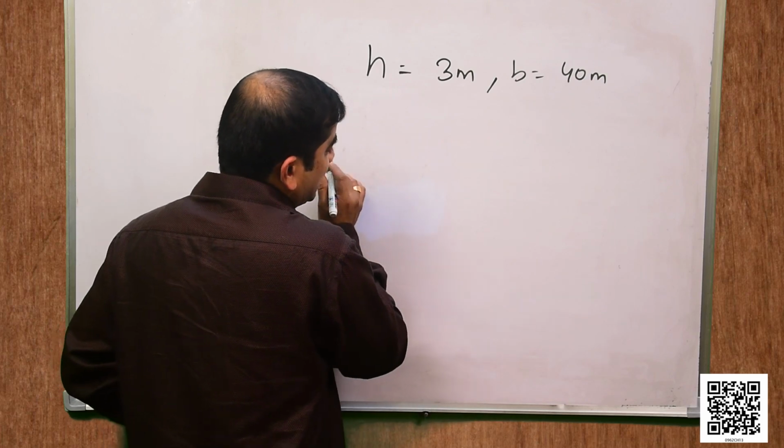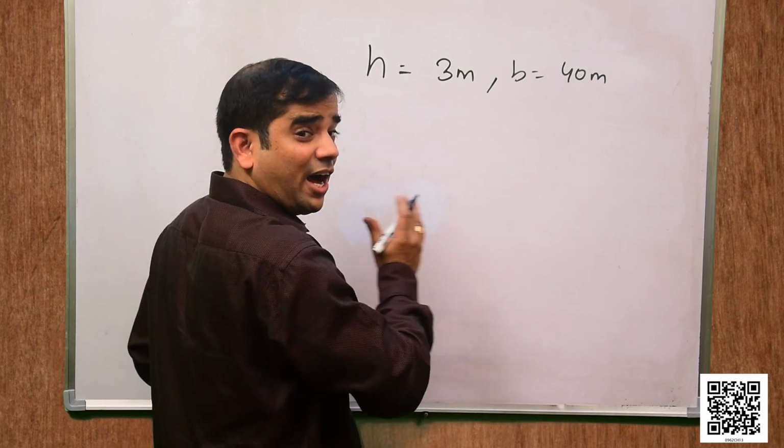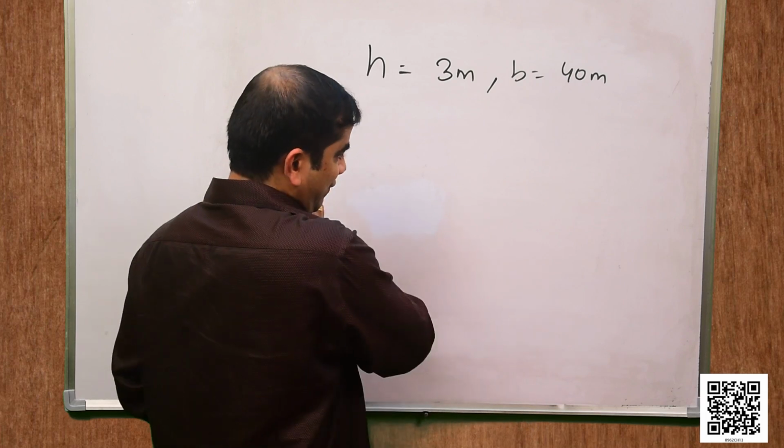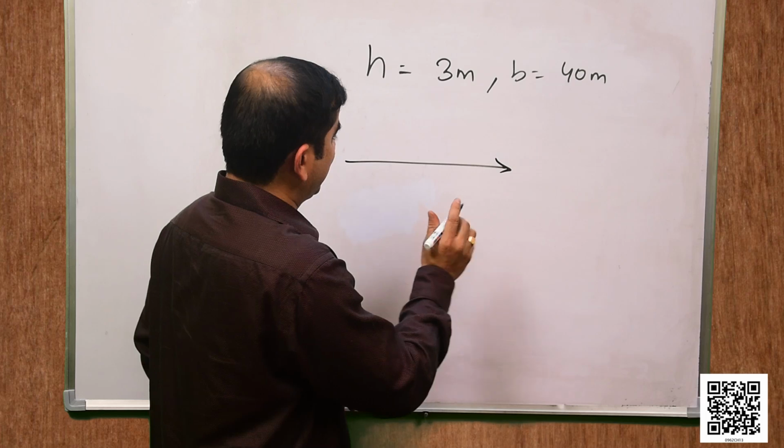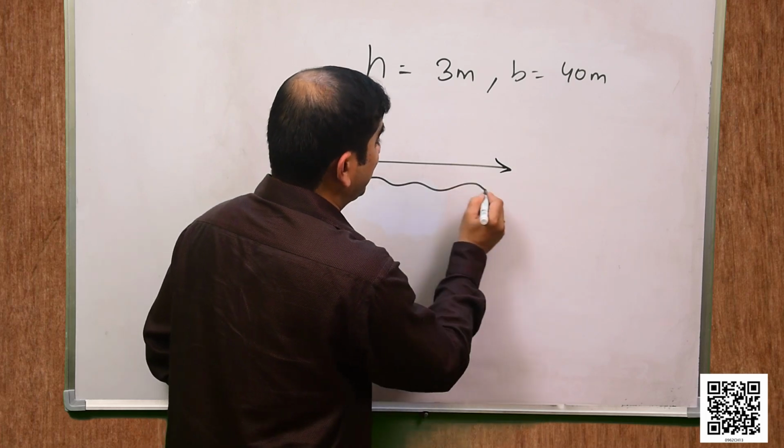That means it is flowing like this. So, it is covering a length, isn't it? If the river is flowing like this, suppose this is the river and it is flowing like this, that means it is covering a certain length.